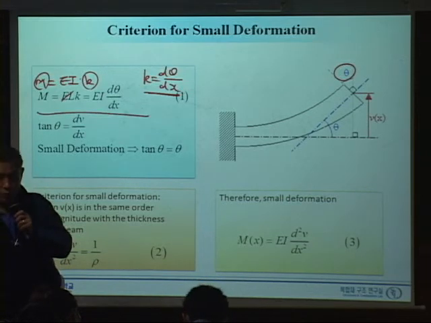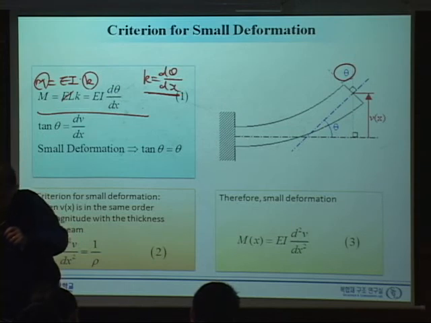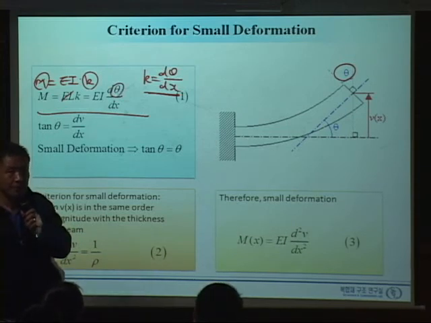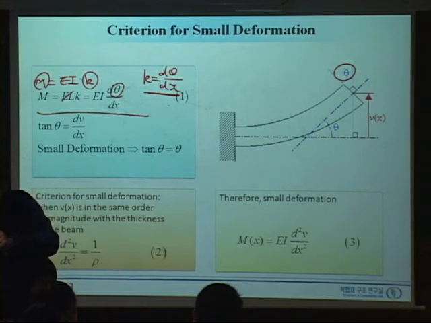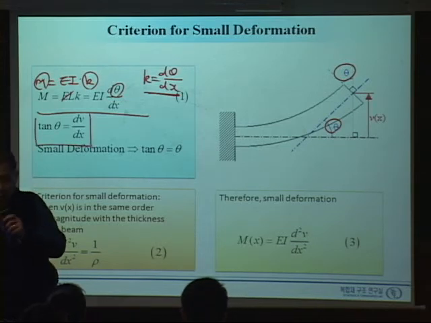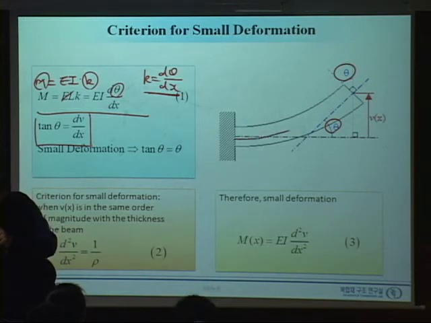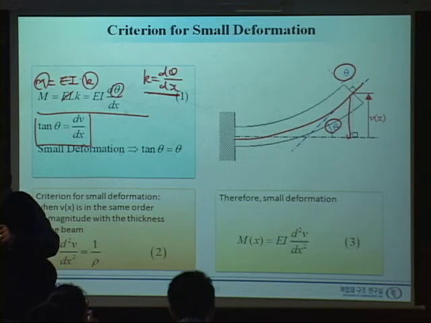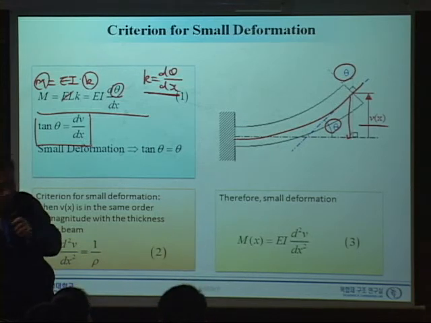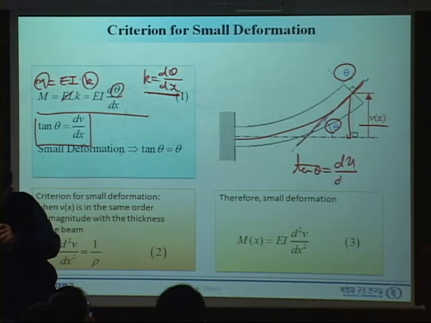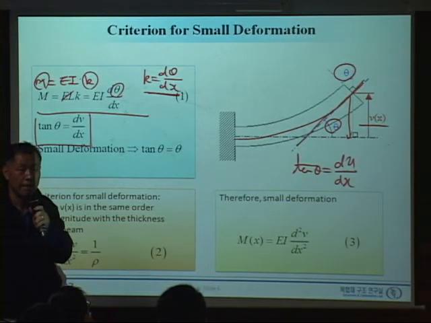And here is the new relation. This theta is simply, tangent theta is the slope of this deflection, right? This is the v(x), and if this is the slope, then tangent theta is simply dv/dx, right?